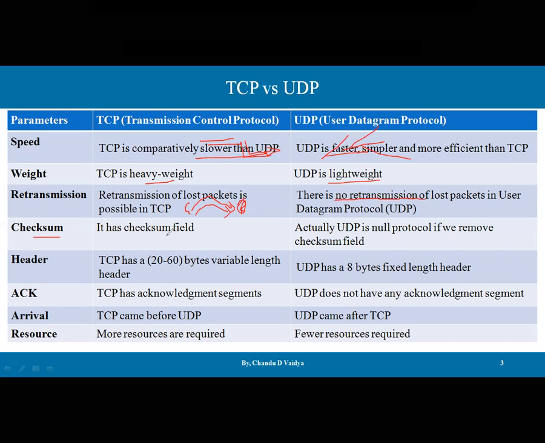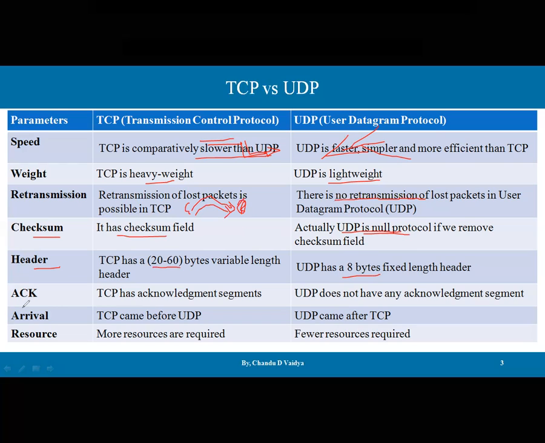Checksum field. It has a checksum field for error detection and correction. Actually, UDP is a null protocol if we remove the checksum field, so here checksum is available in a partial sense. Then header. The TCP header has a variable length of 20 to 60 bytes, whereas UDP has an 8 byte fixed length header.